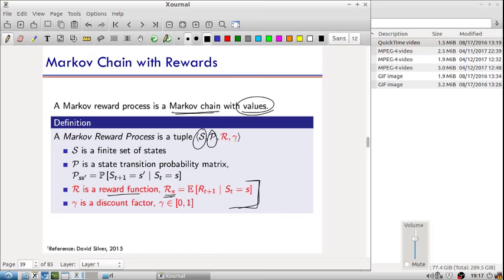This is slightly different from our rewards. We'll see our rewards in our reinforcement learning setting, but you can think of assigning numbers. Basically, if I'm in this state, there's some random number that I can generate, and the expected random number is going to be this reward function.